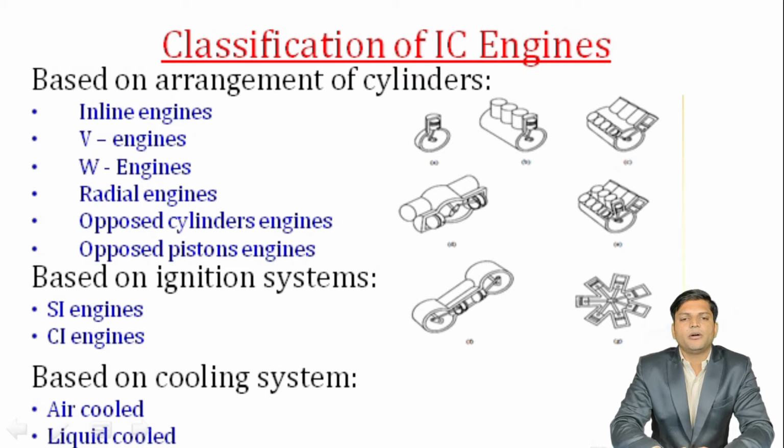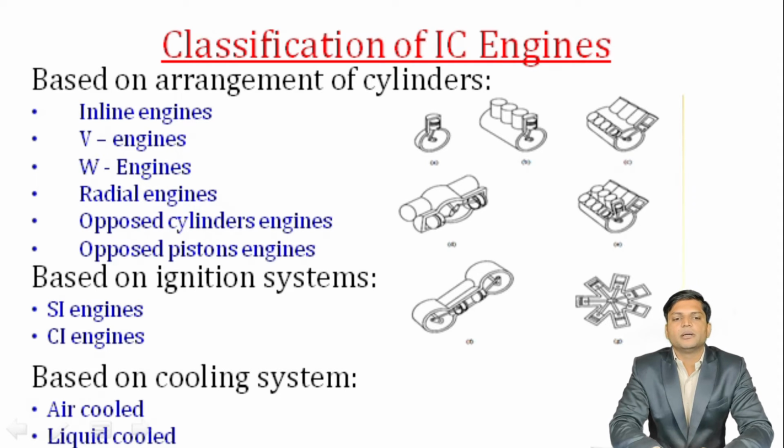Next, based on the arrangement of cylinders, there are different cylinder arrangements which we can see in this image. First one is the inline engine. In this, the cylinder arrangement is done in a single line, hence it is called the inline engine. The next one is a V engine. According to the shape of V, the number of cylinders are arranged. There is only one crankshaft used in this arrangement.